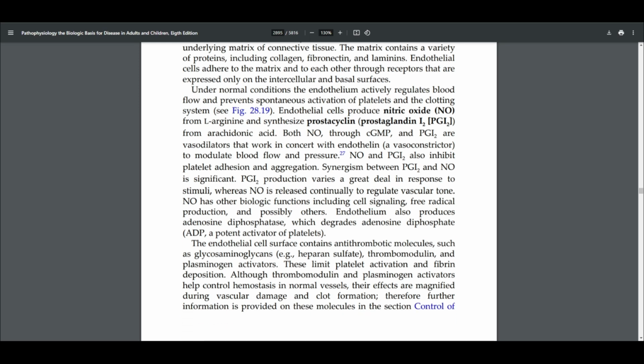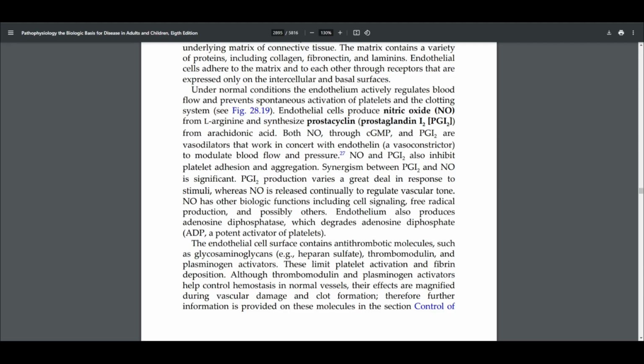Under normal conditions, the endothelium actively regulates blood flow and prevents spontaneous activation of platelets and the clotting system. Endothelial cells produce nitric oxide from L-arginine and synthesize prostacyclin from arachidonic acid. Both nitric oxide, through cGMP, and PGI2 are vasodilators that work in concert with endothelin to modulate blood flow and pressure via vasoconstriction. Nitric oxide and prostaglandin also inhibit platelet adhesion and aggregation.